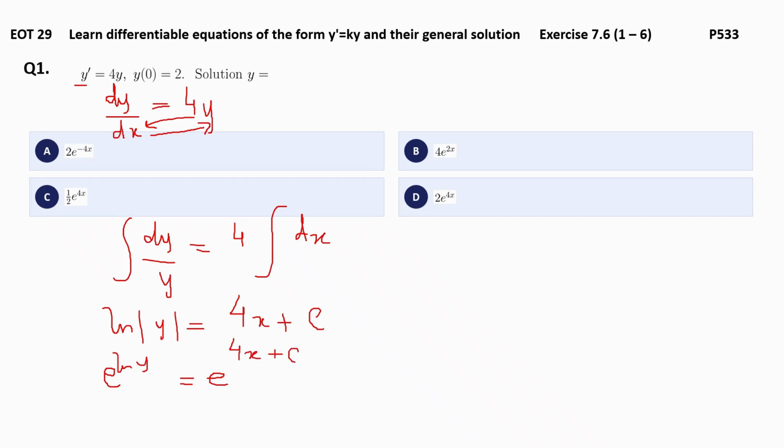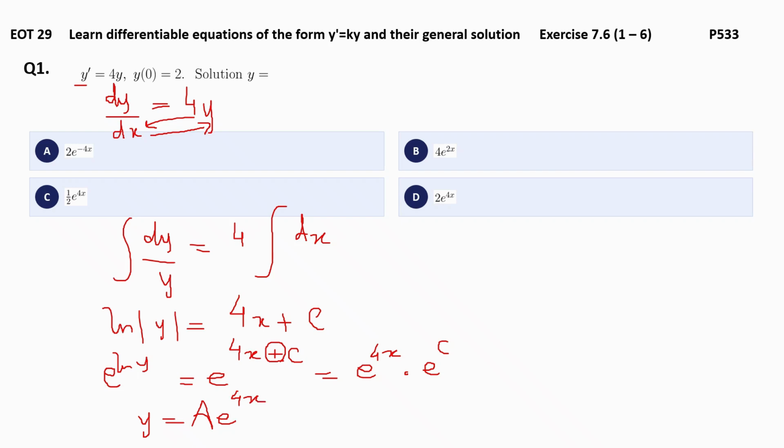Next step, there is a rule: when you write e power ln y, it's nothing but y. That's equal to, here again you have plus, isn't it? When you split it, it will actually become e raised to 4x multiplied by e raised to c, using the law of exponents that you studied in your small classes. Now e power c is also a constant, so let me name it as capital A. You can name it any alphabet. I chose capital A, e raised to 4x. This is actually the solution, but you are supposed to find the value of A.